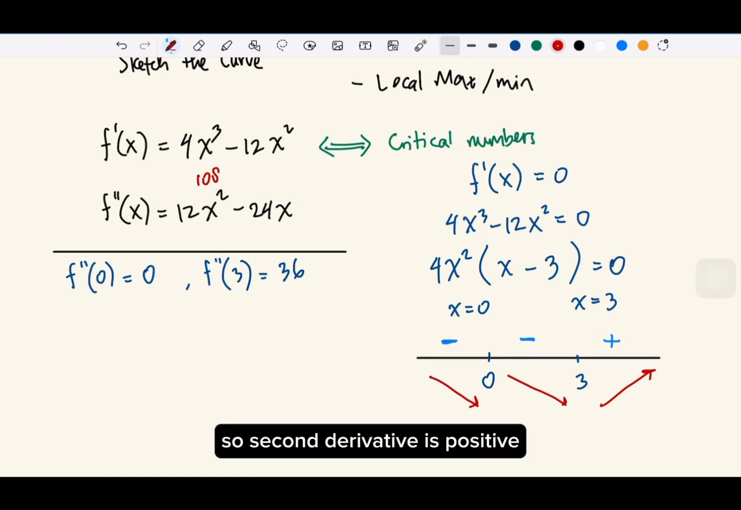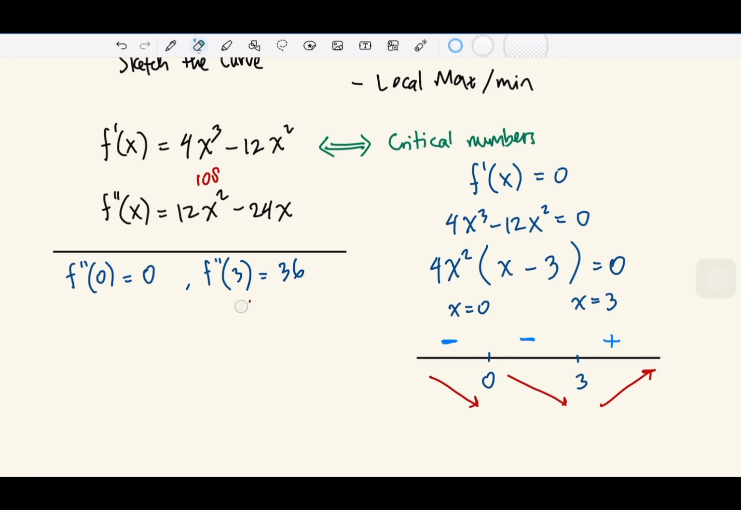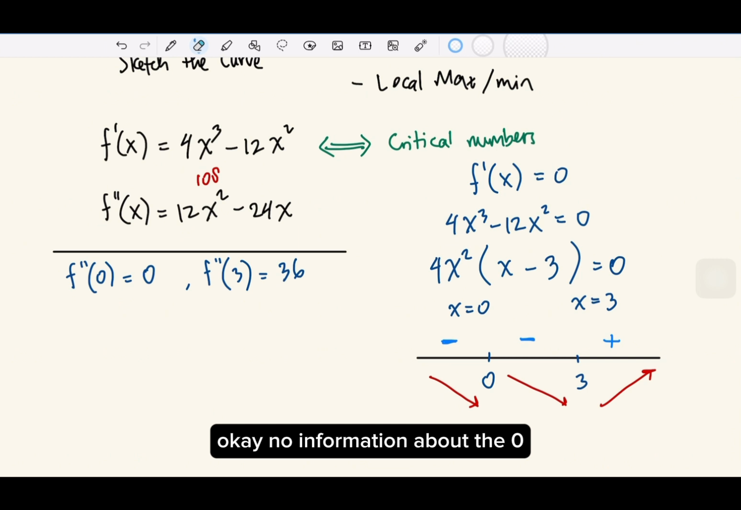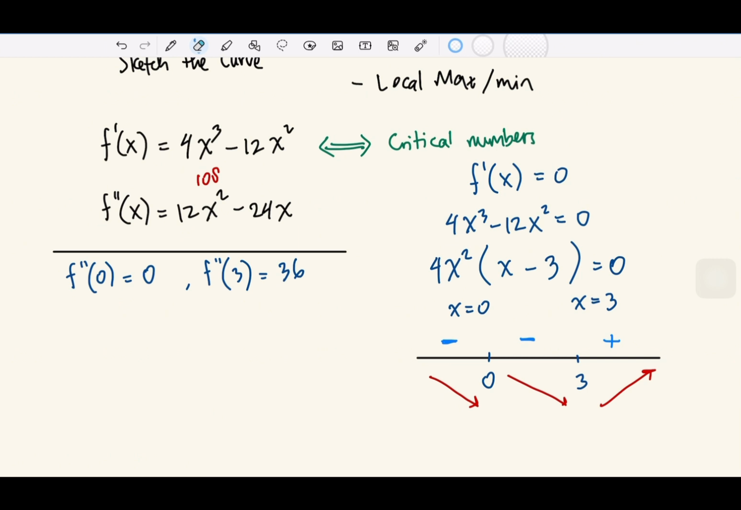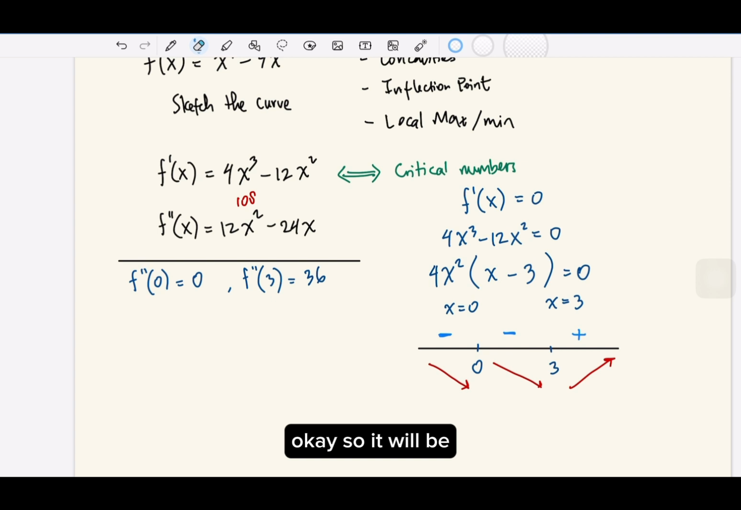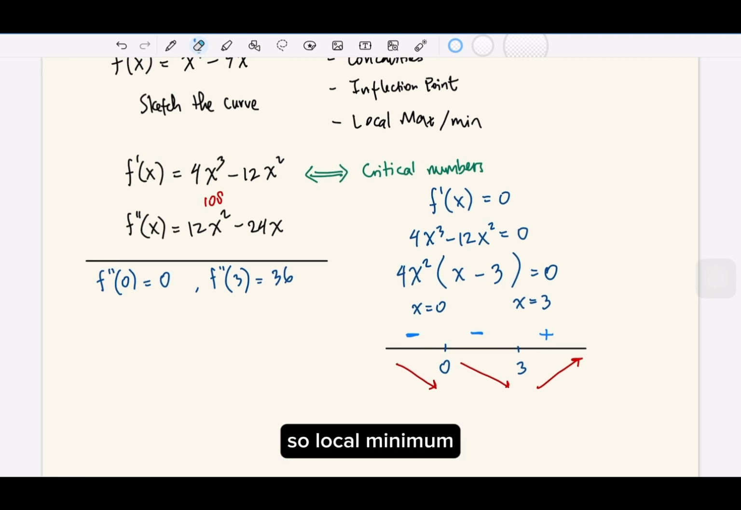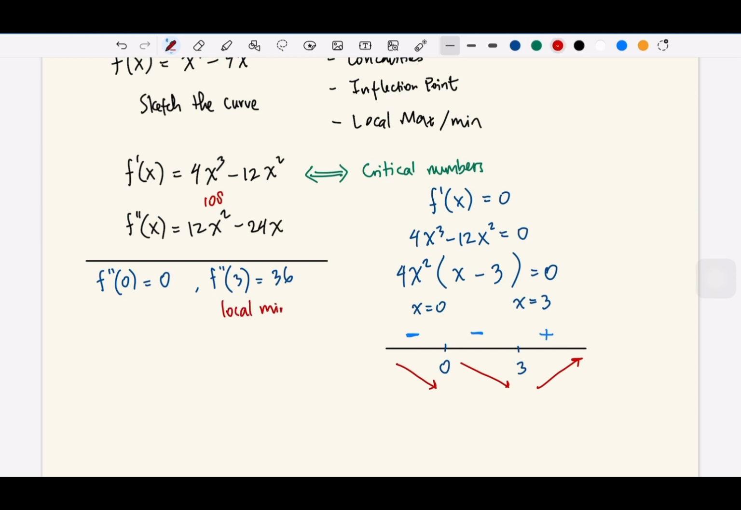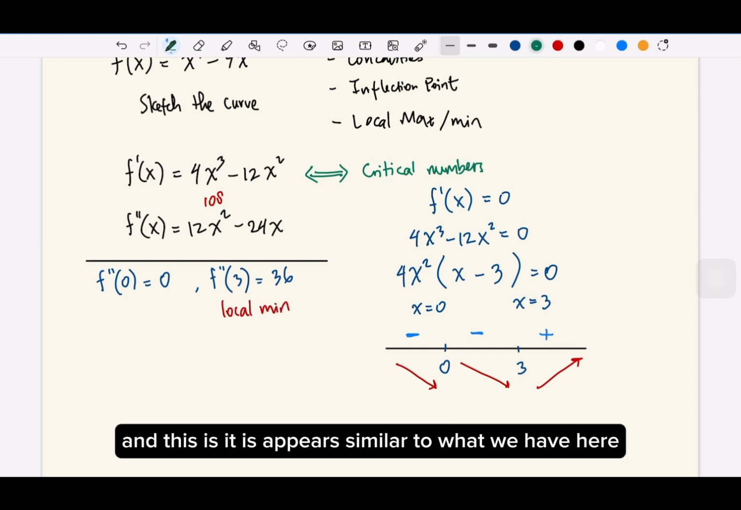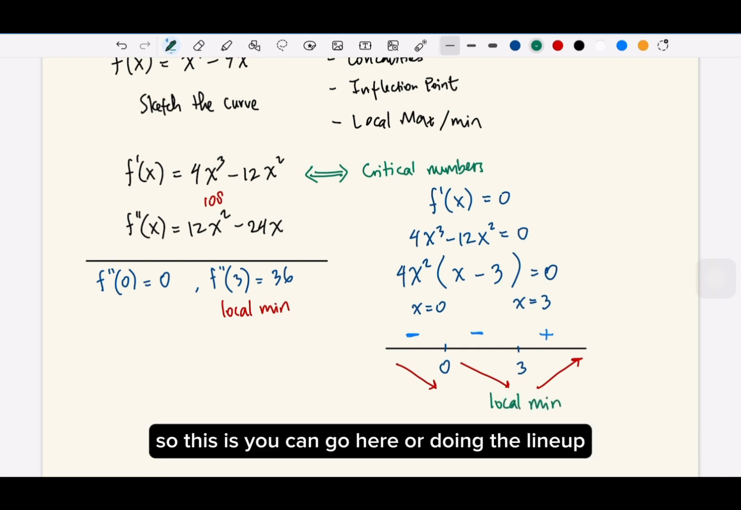So the second derivative is positive. It means it's concave upwards at this point. Okay, no information about the 0. Concave upwards means it's a minimum, right? So local minimum, and it appears similar to what we have here. So you can go here or do the line number.